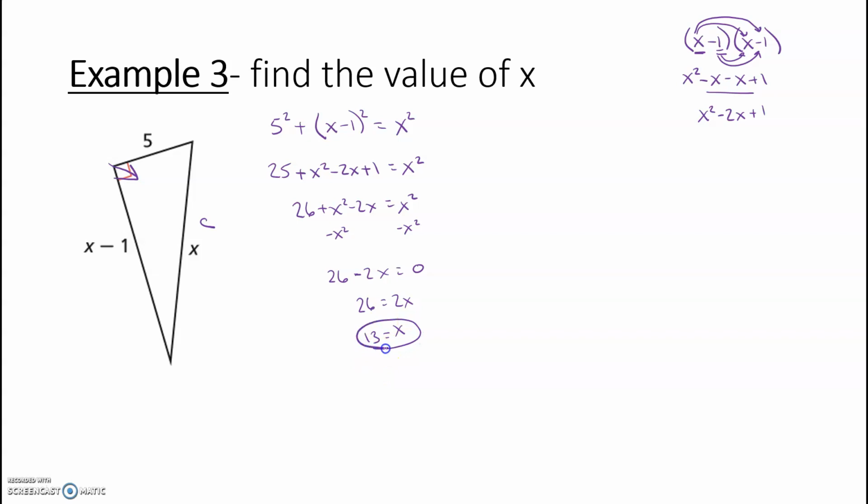So find the value of x. X is 13. And then again, you can go back and plug it in and make sure it makes sense. 13 minus 1, the side is 12. X is 13. So is my hypotenuse my longest side? Yes, 13 is the longest side. So that is a little review from Algebra 1 there.